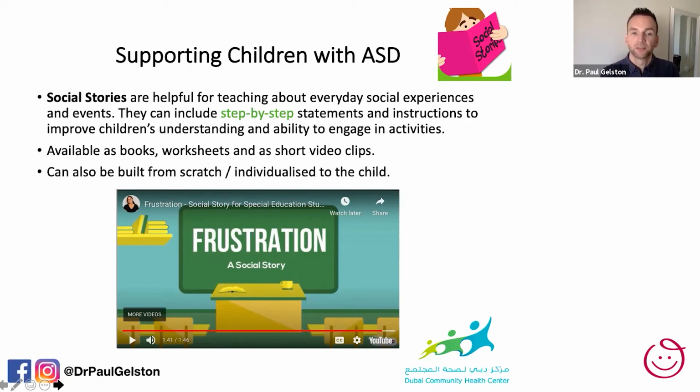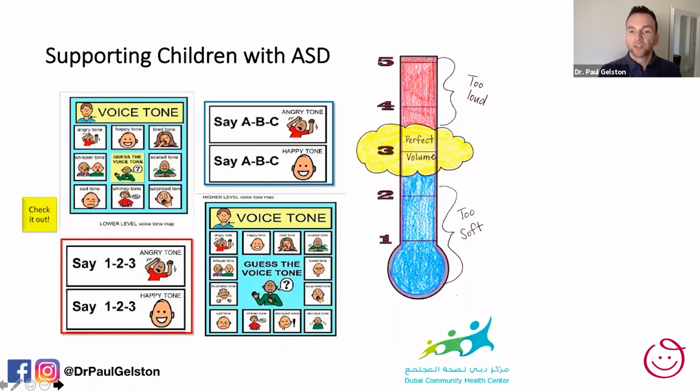It works really well if children are struggling in certain areas. So of course, these are just other examples of visuals that support children with ASD. These ones specifically target tone of voice and volume of voice, so that children can see what's appropriate and what's not. So here you'll see there's a game about guessing the tone of voice. So people are bored, happy, tired, or scared.